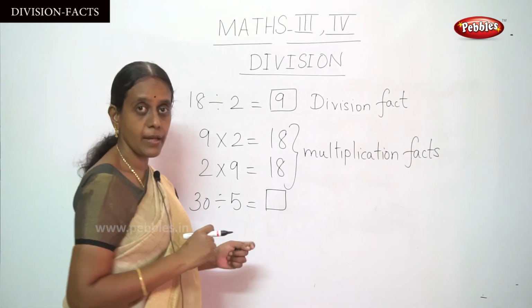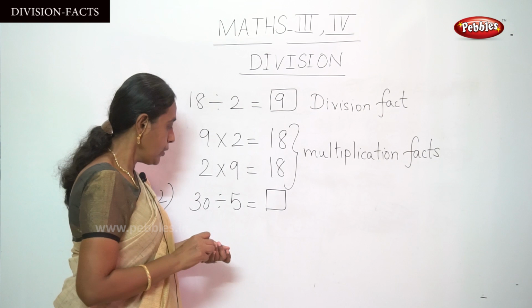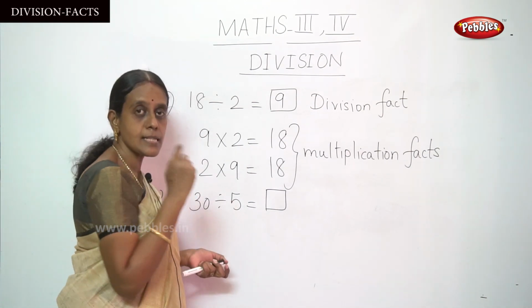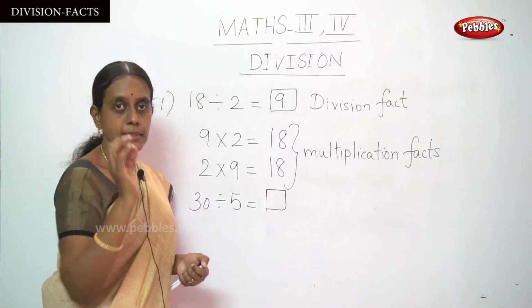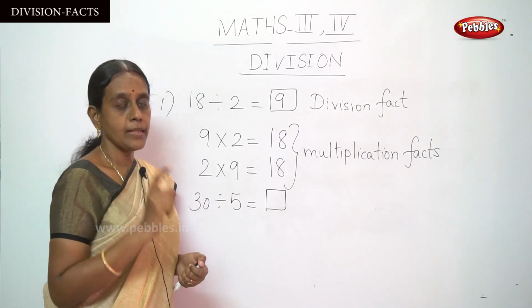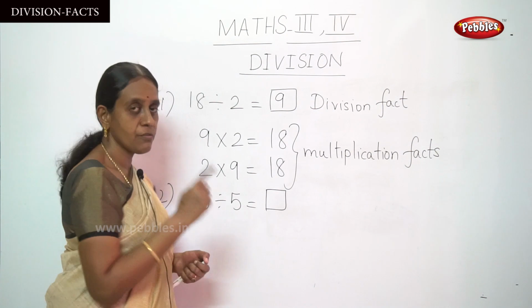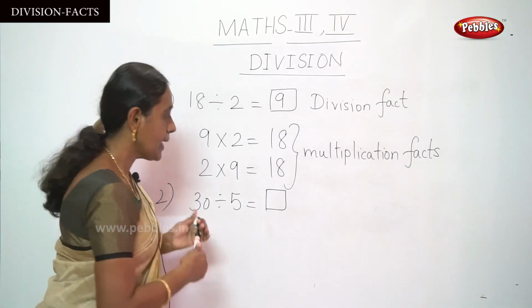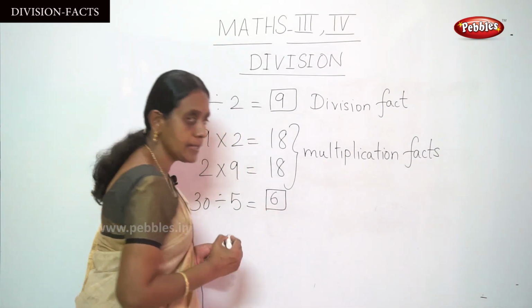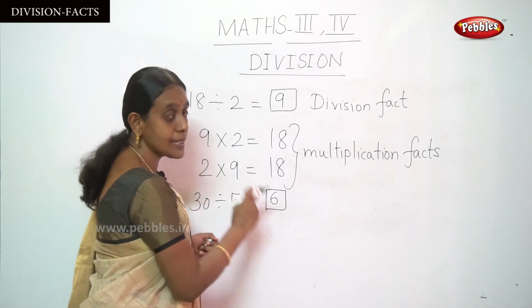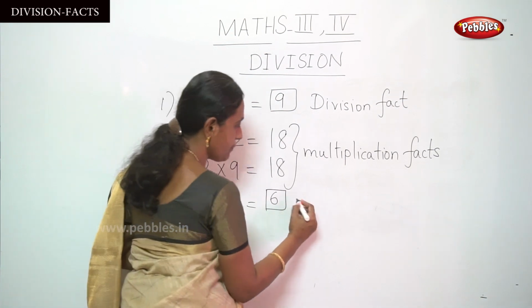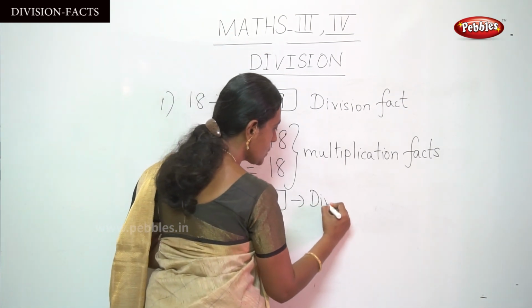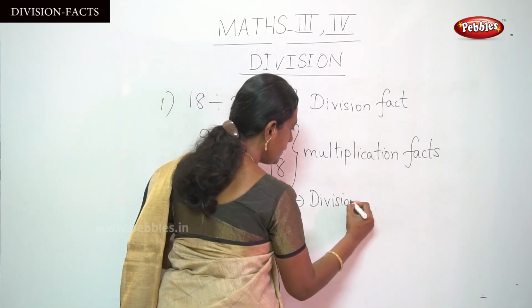Okay, 30 divided by 5, you are going to say that is table 5, the multiplication table of 5 up to the number 30. Okay, 4 5s are 20, 5 5s are 25, and 6 5s are 30. So the answer will be 6. Okay, this is the quotient, and this is a division fact. This is called a division fact.